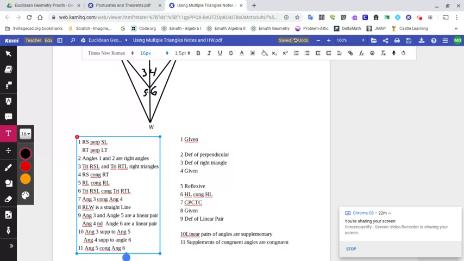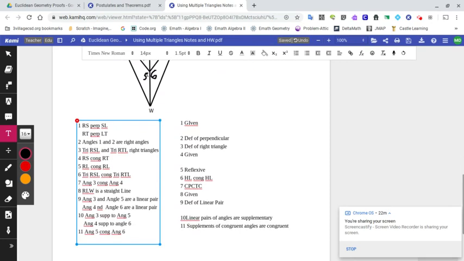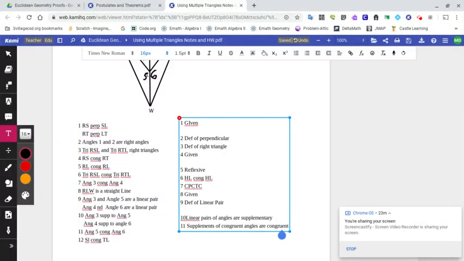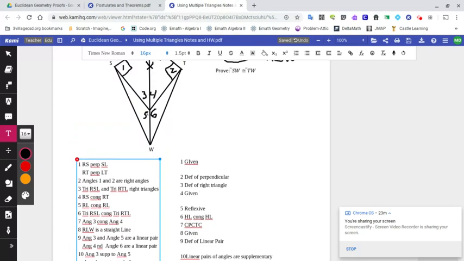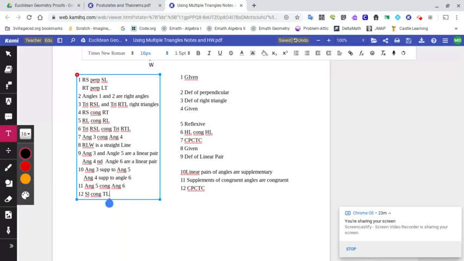I can also look back at that original set of triangles, the hypotenuse leg triangles. I can say SL is congruent to TL. Again, that is by CPCTC from those triangles. So 12, CPCTC. And now I've also got LW congruent to LW, right here. That's by reflexive.